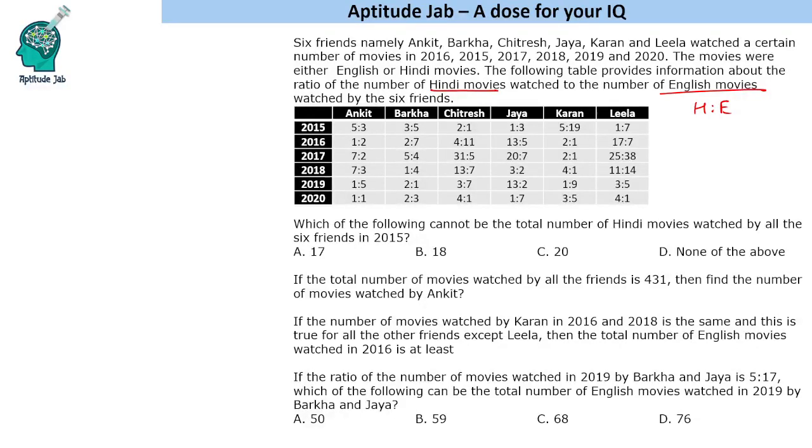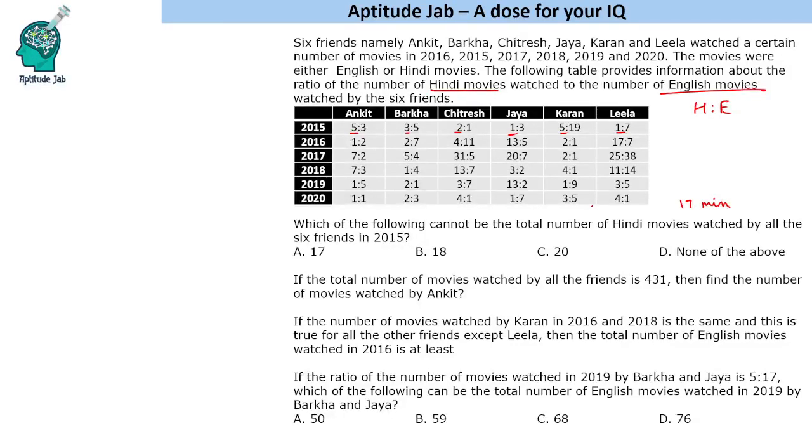The first question says that which of the following cannot be the total number of Hindi movies watched by all the six friends in 2015. Okay, so if you see, since the numbers given are small, if you take the minimum ratio, the number of Hindi movies watched by all of them will be minimum 5 plus 3 plus 2, 10, 11, 16, 17, right? So 17 is the minimum.